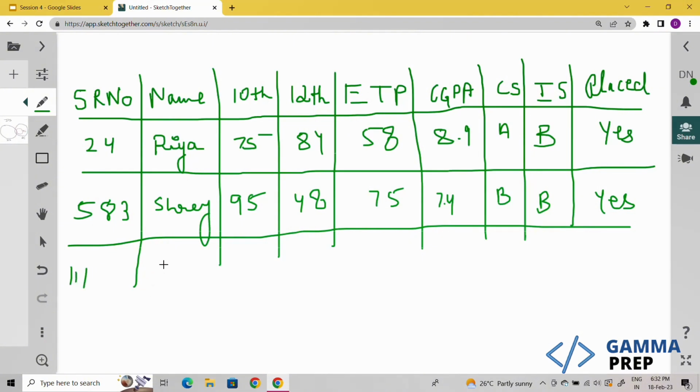111, the name is, let's say, Ajay, 10th marks are 99, 12th marks are 92, employability test percentage 48, CGPA 7.5, communication skills is a C, interpersonal skills is a B, and the person is not placed. So this is the data that we have.